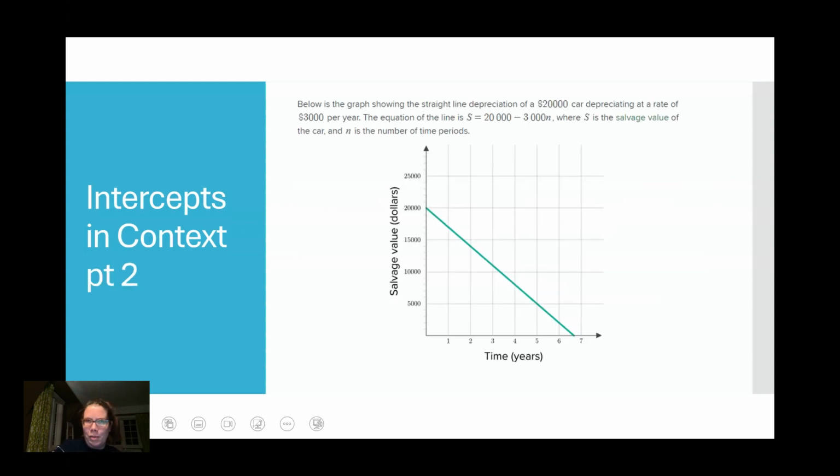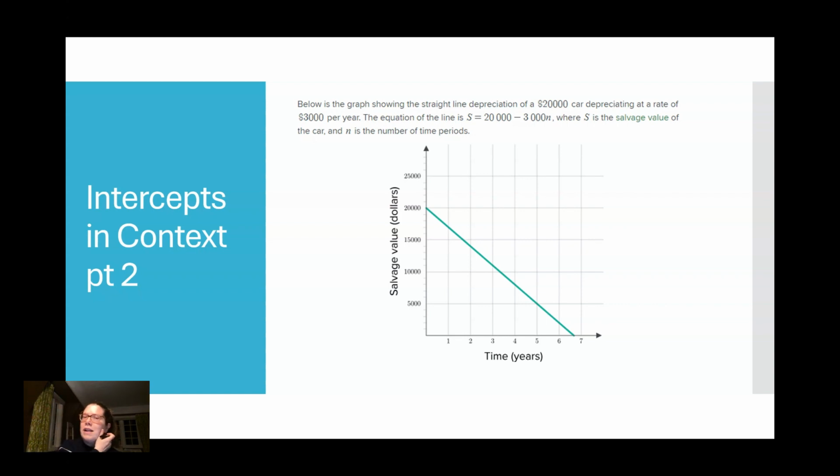So here's a word problem for this. Below is the graph showing the straight line depreciation of a $20,000 car, depreciating, that means going down in value, at a rate of $3,000 per year. So it was worth $20,000. The next year it's going to be worth $20,000 minus $3,000, $17,000, $14,000, etc. And that's our salvage value per year.